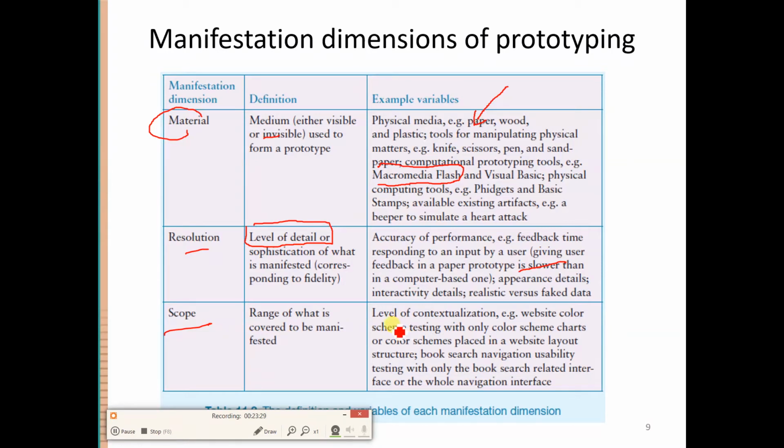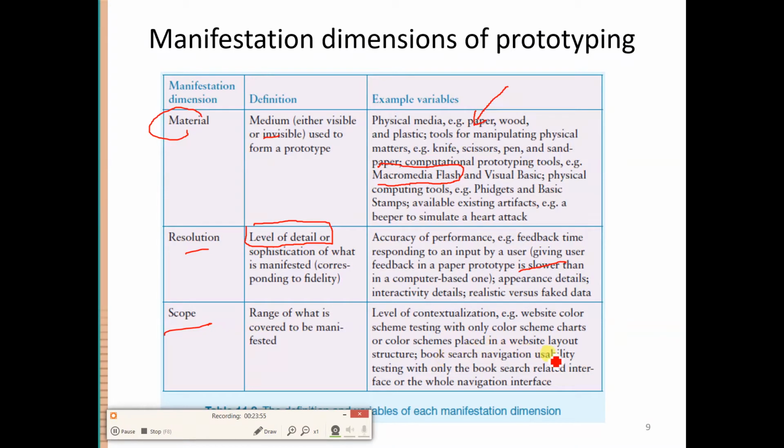So when we are creating the website, we will have different options. For example, there can be some given scheme, so all the colors are based on this scheme, but sometimes it's possible for the user to change this scheme and select some other scheme. So the scope can be different for these things. With only one color scheme chart, or a color scheme placed in a website layout structure.